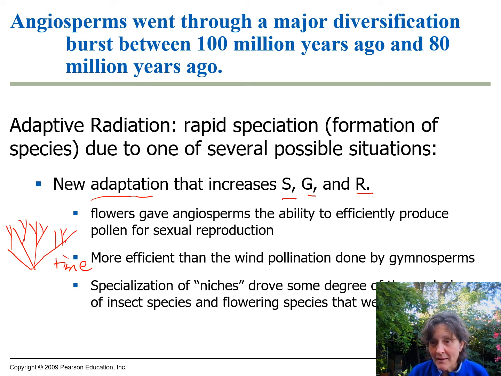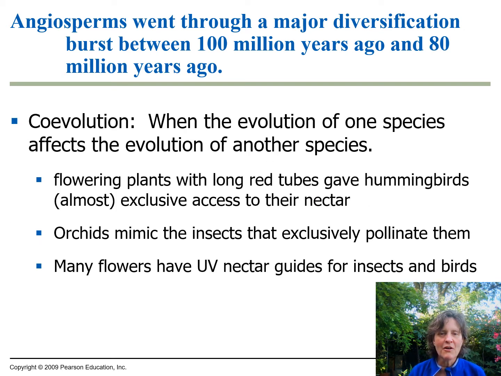Related to this topic is the concept of coevolution. This is when the evolution of one species affects the evolution of another species. Flowering plants with long red tubes are specialized to give hummingbirds almost exclusive access to their nectar. It's not entirely exclusive, because there are some bumblebees that will bore little holes in the flowers and then get the nectar without even getting the pollen. And there are so many examples of orchids that mimic the insects that exclusively pollinate them. Many flowers have UV nectar guides for insects and birds.